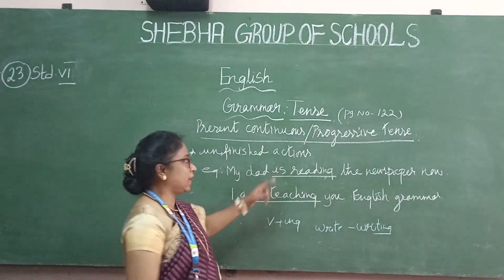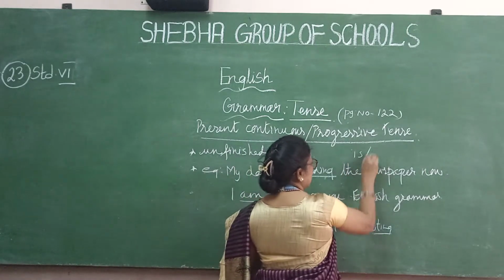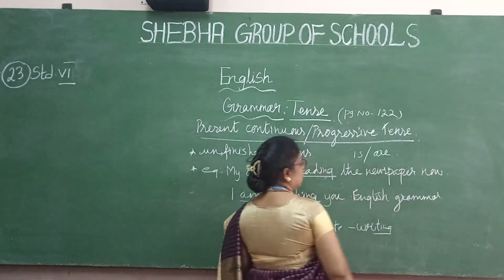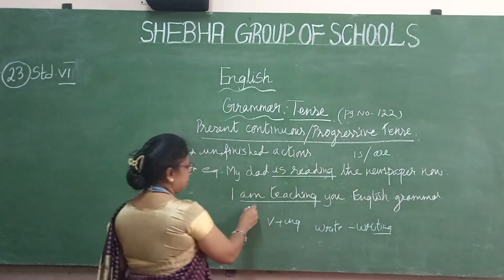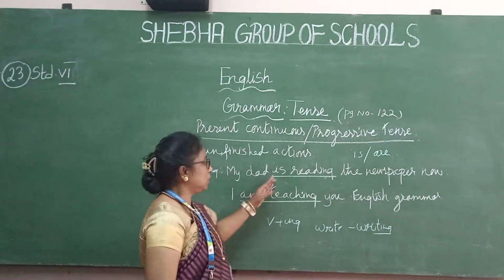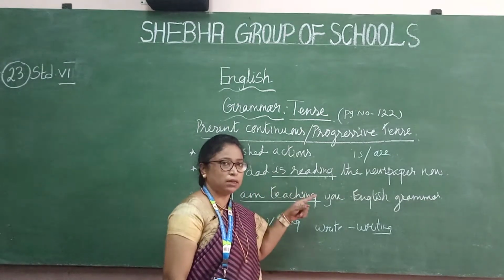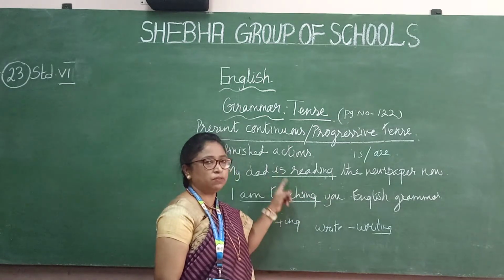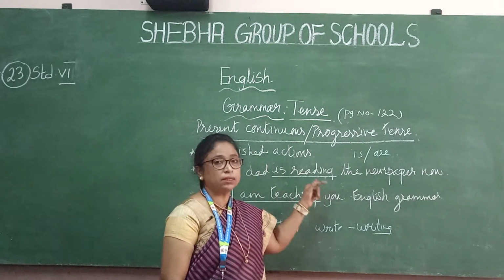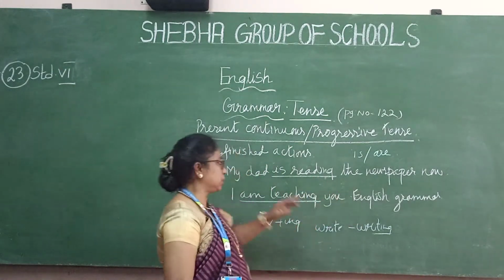Because is and are, see, is and are are present tense. I am, all these are present tense. So if it is was, it means it is past tense, the past continuous tense. Now we are studying about the present progressive or continuous tense.